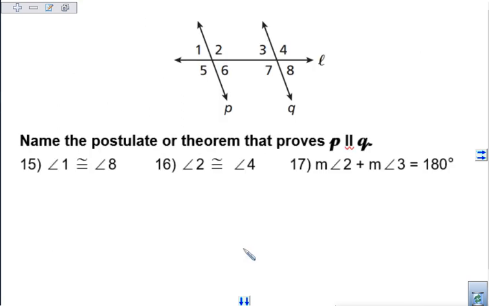Next up, we want to name the postulate or theorem that proves that line P and Q are parallel. First off, we're looking at angle 8 and 1 being congruent. And these are on different sides of our transversal, which makes them alternate. And they are outside of the lines that are being intersected. So these are exterior angles, so alternate exterior angles.